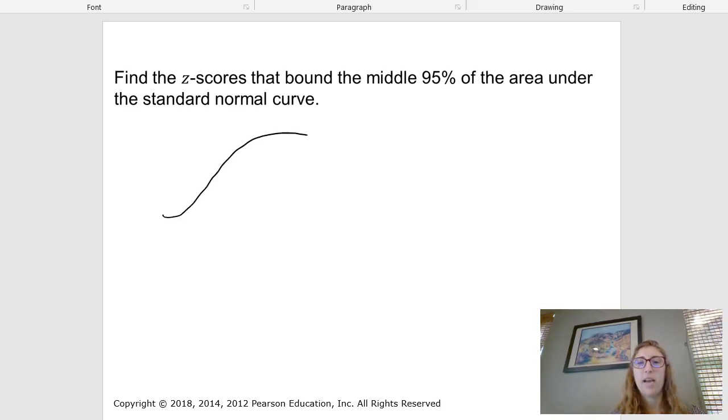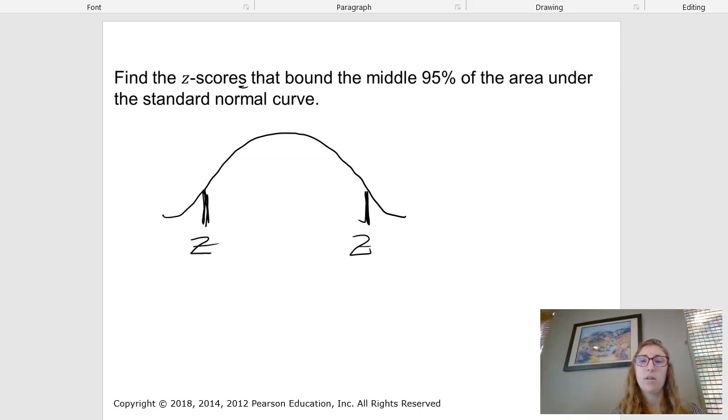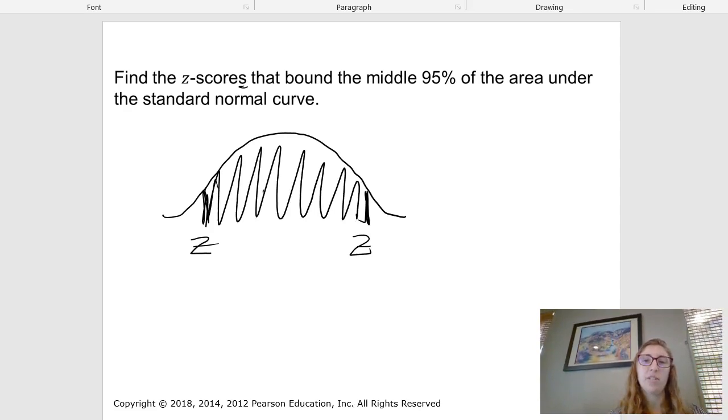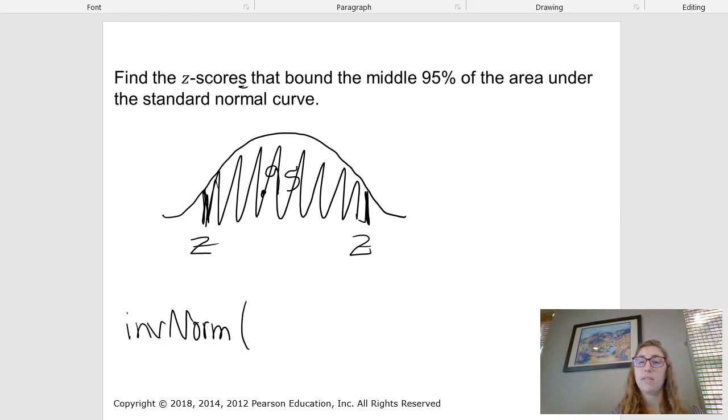All right, so we have our standard normal distribution. We want to find the z-scores, plural here, that bound the middle 95%. So we're finding these two z-scores that bound the middle 95%. So this area here is 0.95. Remember in our invNorm, we can only put in the area to the left.